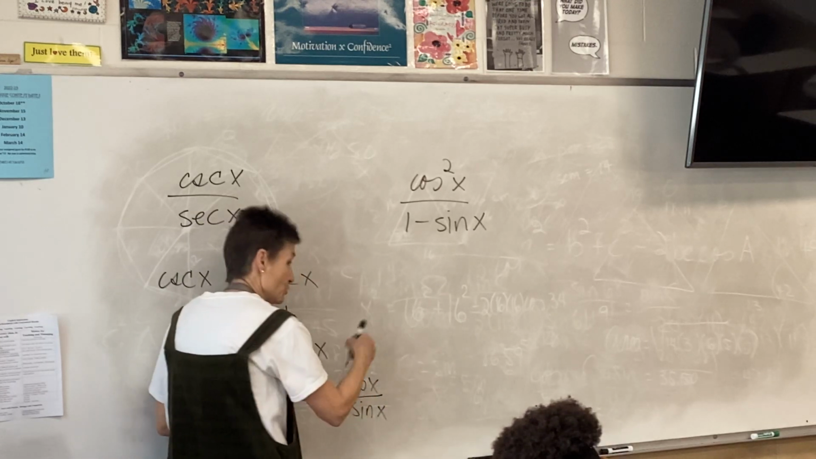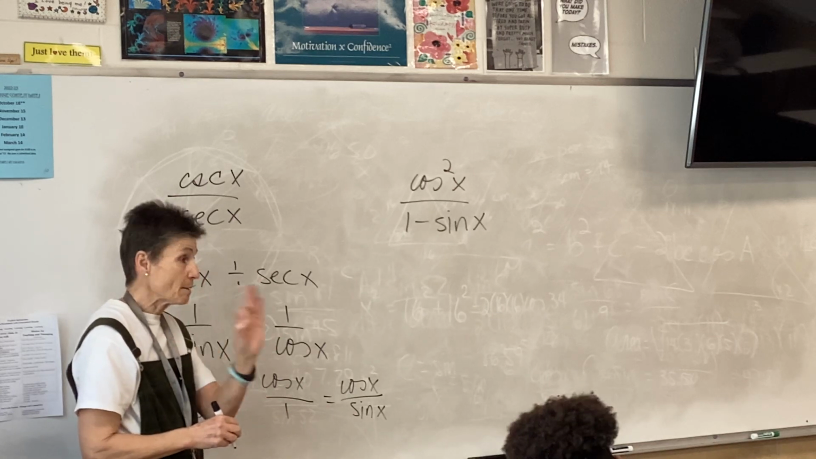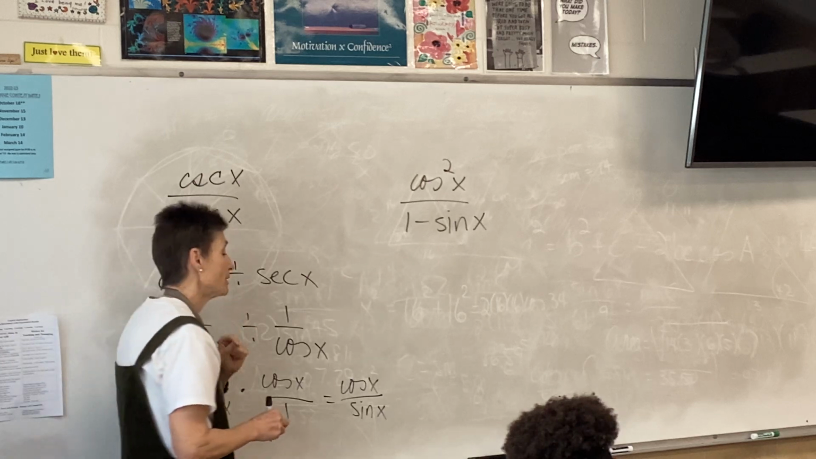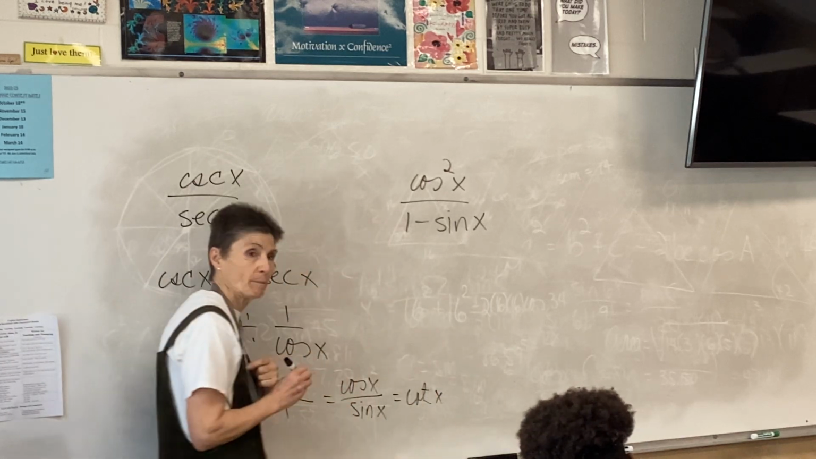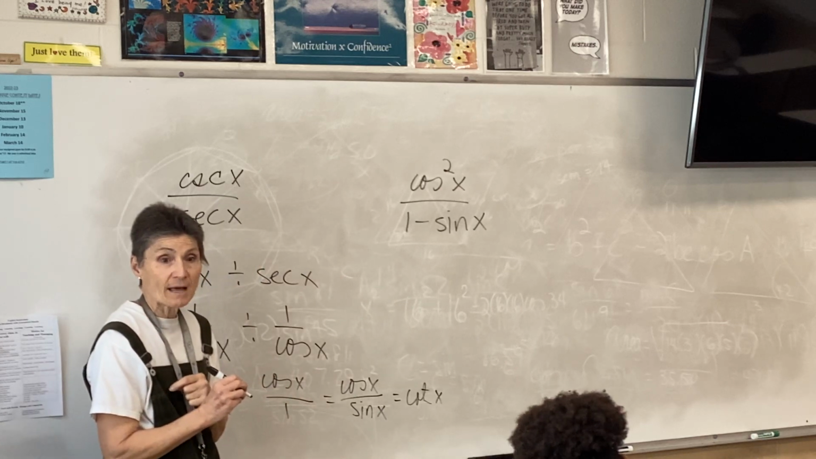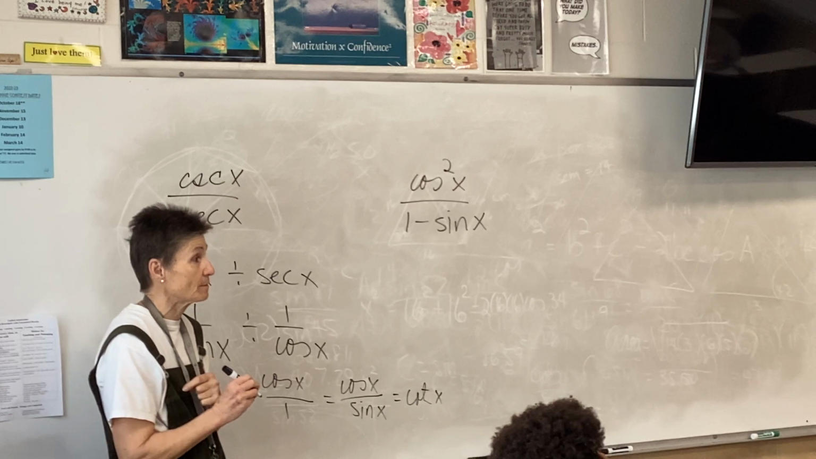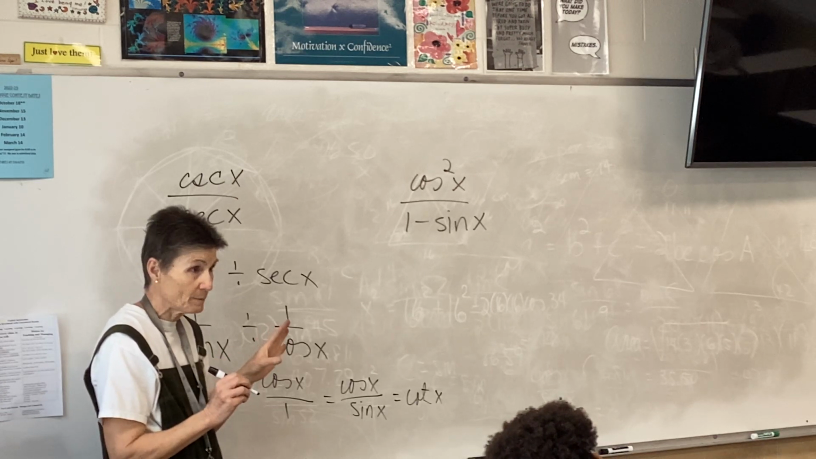Cotangent. Now, if you leave it cosine over sine, you're okay. But some of you noticed on one of the quizzes I turned back, that if you actually reduce that down and say cotangent, you might get a little bit of bonus for that. That's what it is, right? Cosine over sine is cotangent. You good on that one?